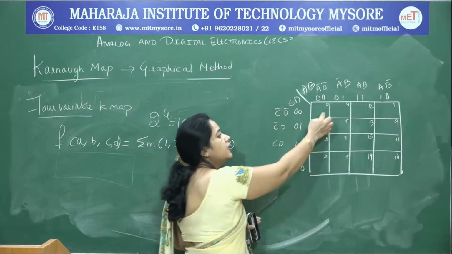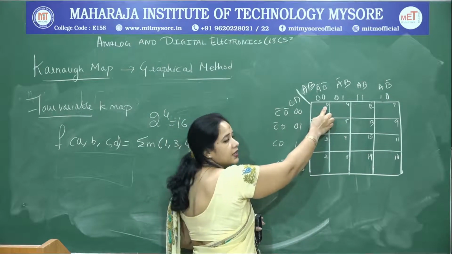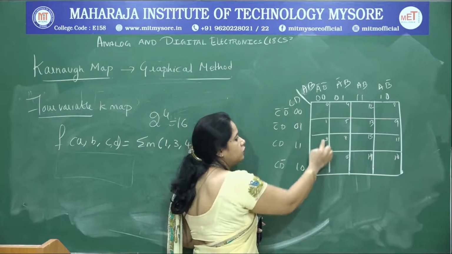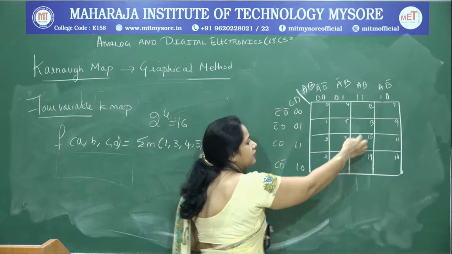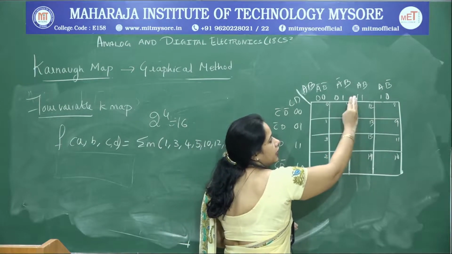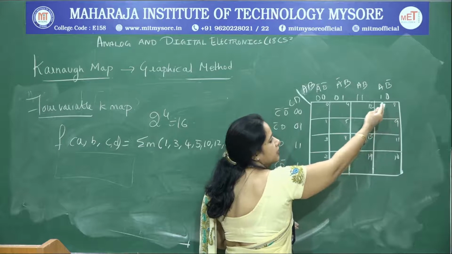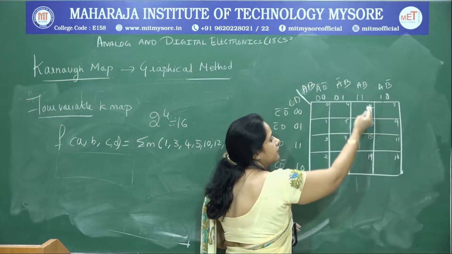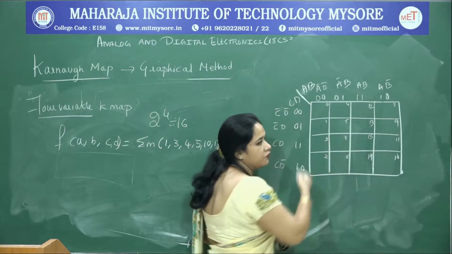Accordingly, these cells correspond to M0, M1, M2, M3, 4, 5, 6, 7. Here we have, because it is swapped, AB comes before AB bar, this is 8, 9, 10 and 11, this is 12, 13, 14 and 15.